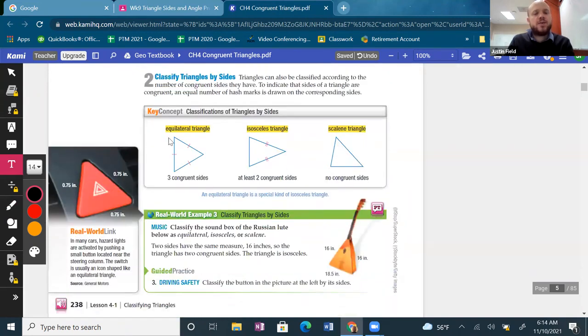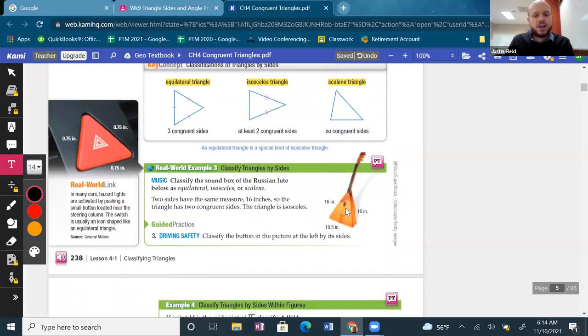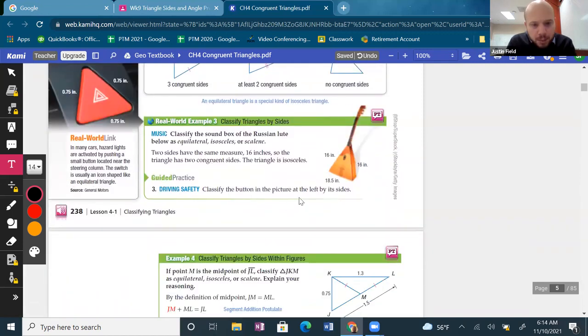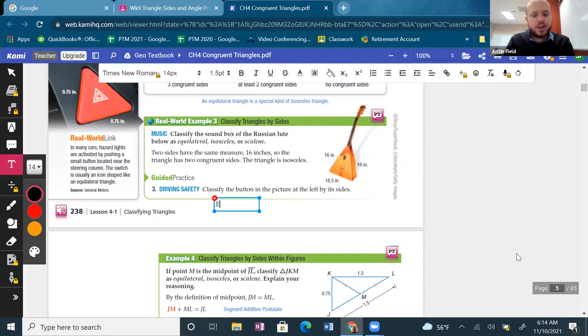Classify by sides. We have equilateral, isosceles, scalene. You can see the definitions there. Classify the button. Where's the button? Oh, this button. Oh, the hazard light button. All those sides are the same, so that is an equilateral triangle. Equilateral triangle. Sides.